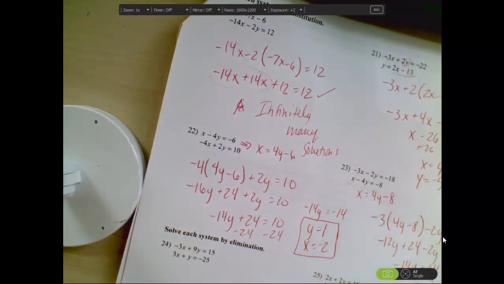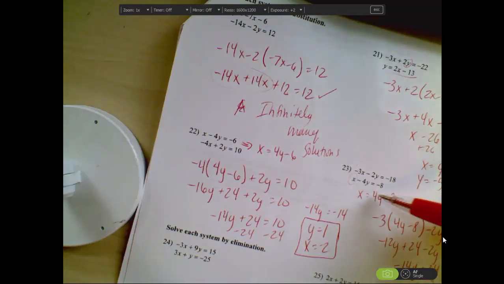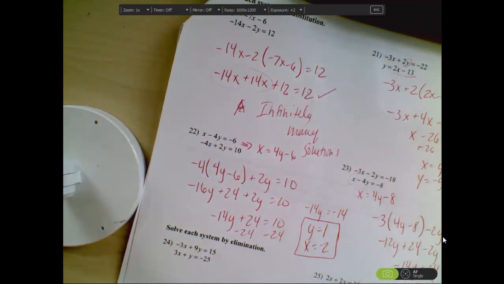What did I do wrong here? Oh, this is negative 42. Negative divided by negative makes this a positive 3. That makes sense. 4 times 3 is 12, minus 8 is 4.